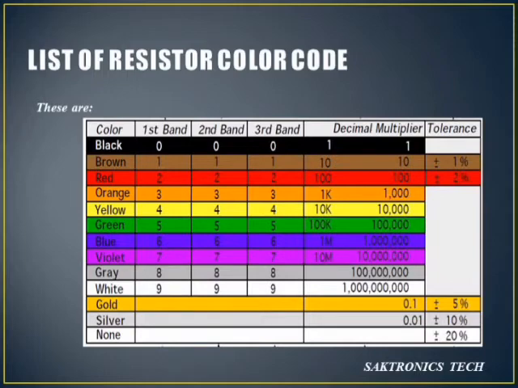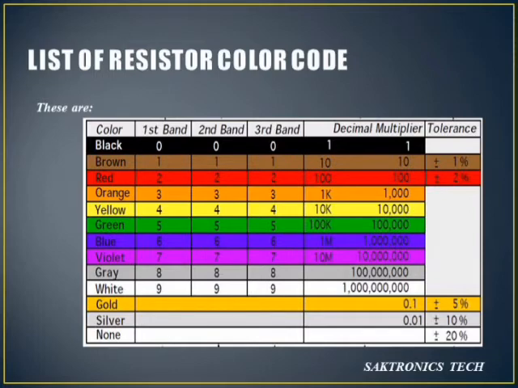So now if you check closely at the last, or the right section, you can see that it represents 9 at the first band, 9 at the second band, 9 at the third band, and it represents 1 billion at the decimal multiplier. But it has nothing to do with the tolerance.